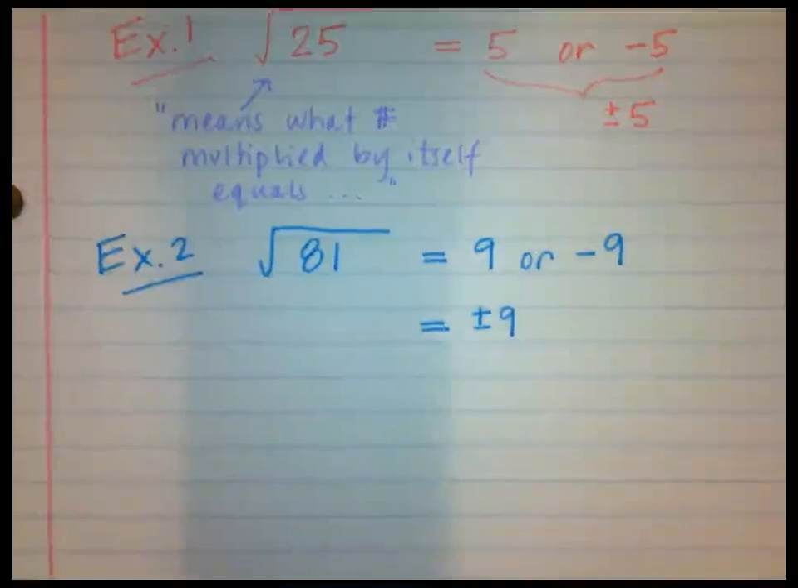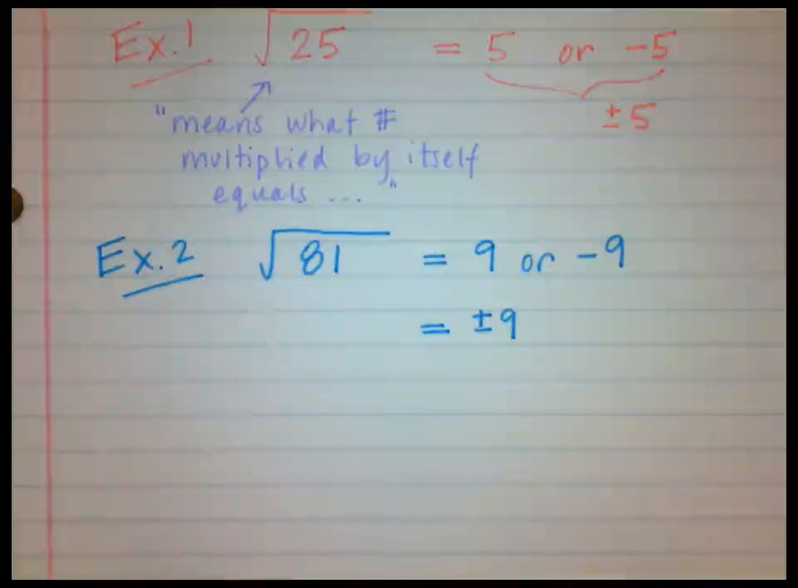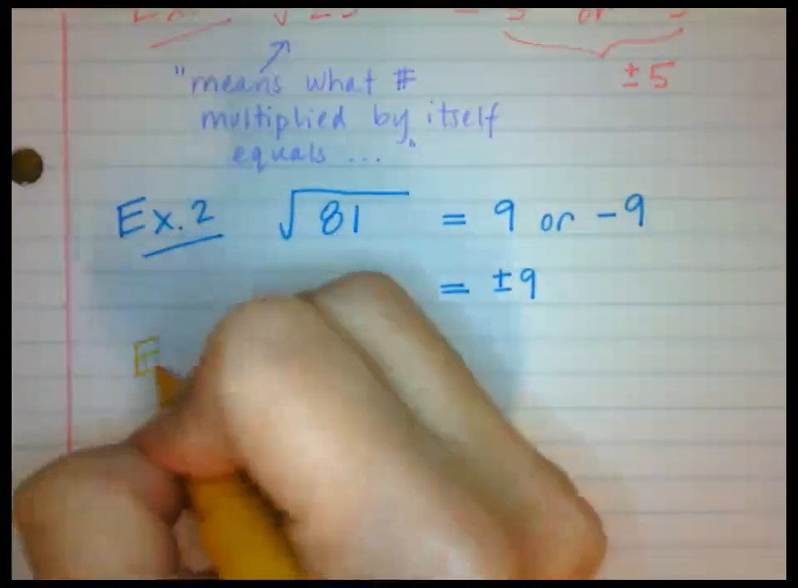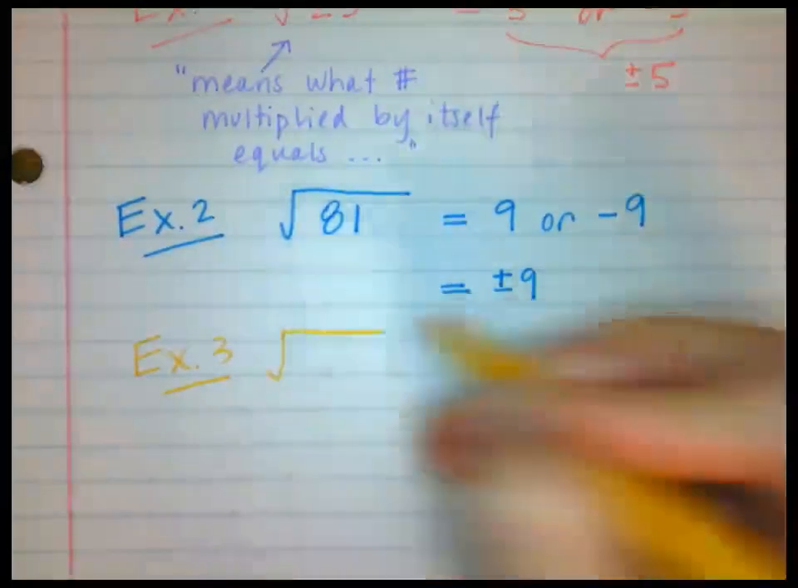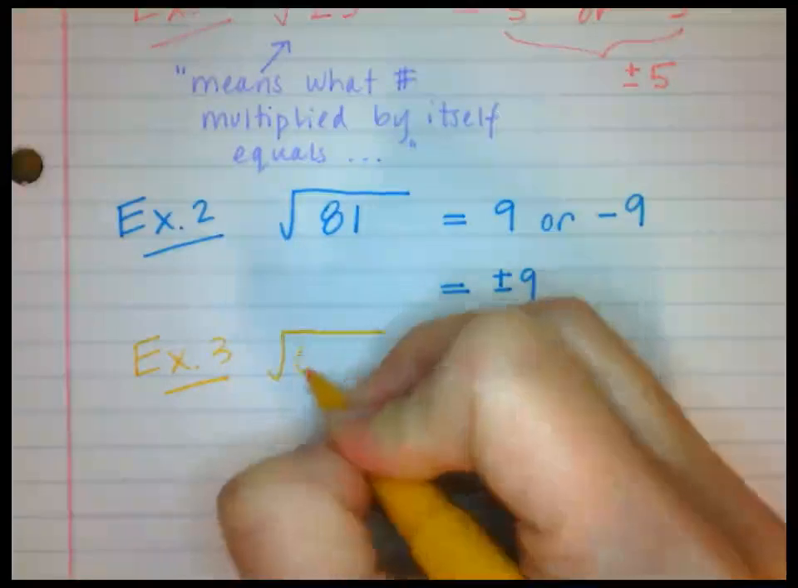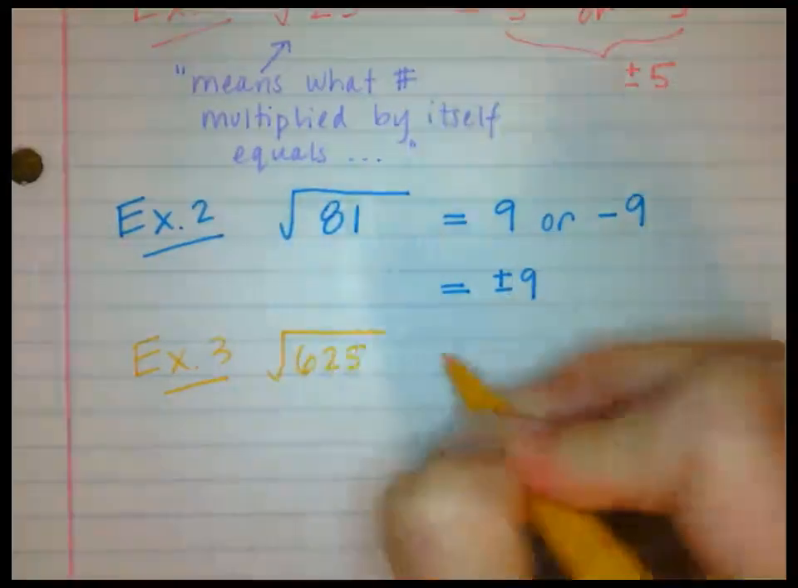But we do need to understand that it is possible to be either one. All right, so let's just try a few more and then we'll look at perfect cubes. So let's say we want the square root of 625.